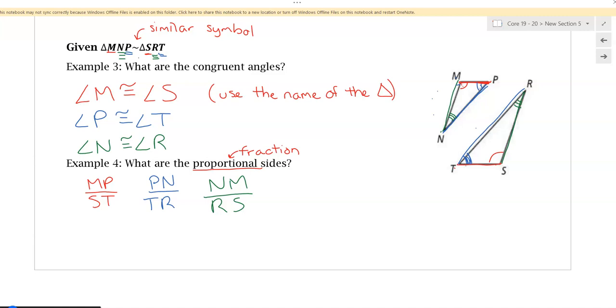So proportional, again, it's fractions, but it's equal fractions. So I have my 3 fractions, and I'm going to set them equal to each other. So the fractions are equal. And that's it for this one. We are done here.